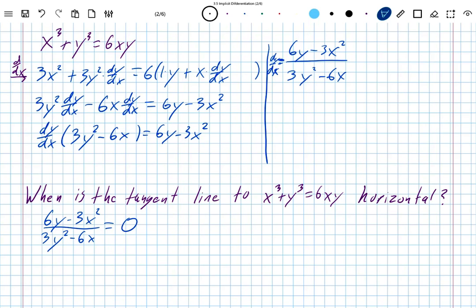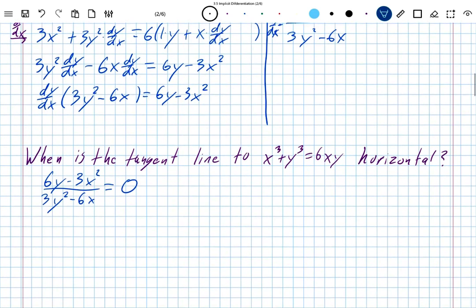Okay, so now we want to solve for this. I'm going to multiply both sides by that denominator, which I do still need to worry about when that denominator is 0. I don't want to multiply both sides by 0 here, but let's go ahead and do it. 6y minus 3x squared equals 0. When is the numerator 0?